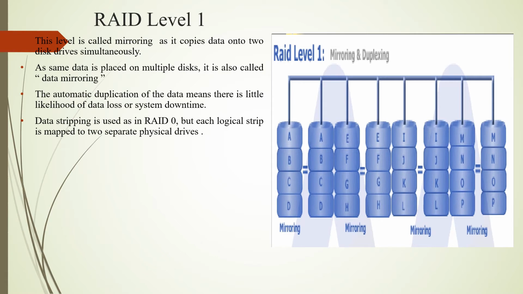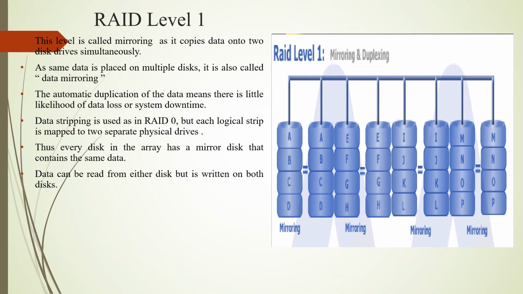Data striping is used in RAID 1 as in RAID 0, but each logical strip is mapped to 2 separate physical drives. Thus, every disk in an array has a mirror disk that contains the same data.